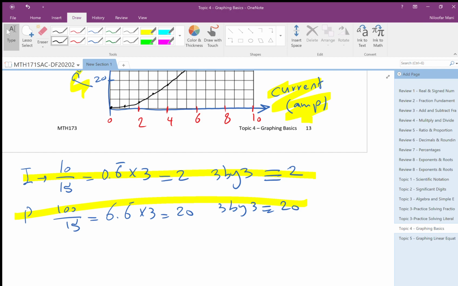And I show my points, and then maybe I do a line of best fit. If I want to do a line of best fit, it's much better to do it by Excel. If not, I can just connect them.